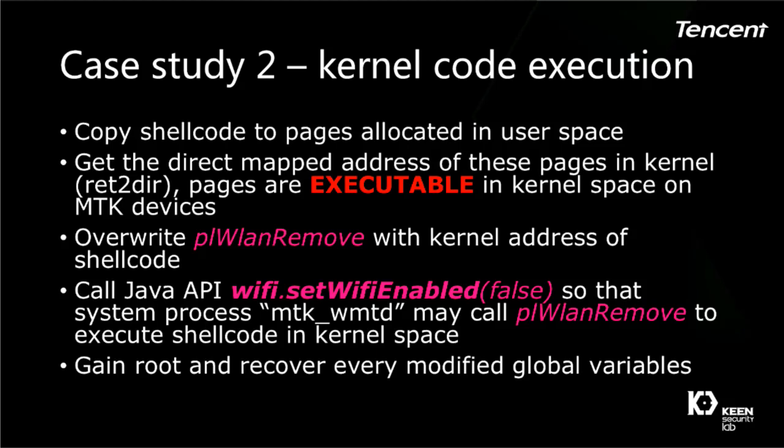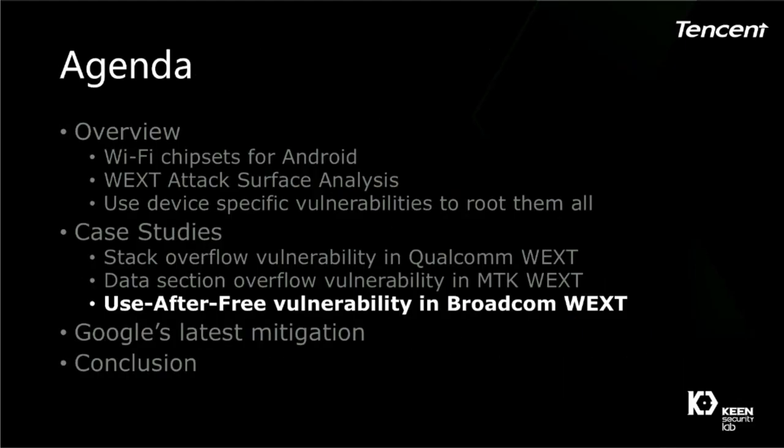Since I have already overwritten the pfwlen remove with the kernel address of the shellcode, finally I will call a Java API which is set Wi-Fi enabled, so that in this way a system process, which is mtkWMTD, provided by the MTK vendor, will call the pfwlen remove to execute shellcode in kernel space. So finally, we will gain root privilege. After that, we will recover every modified global variable. So that's the second case.